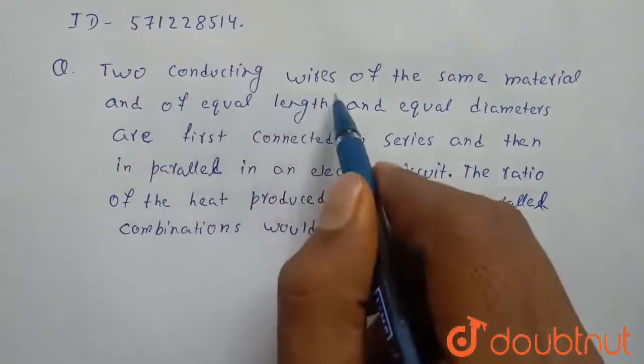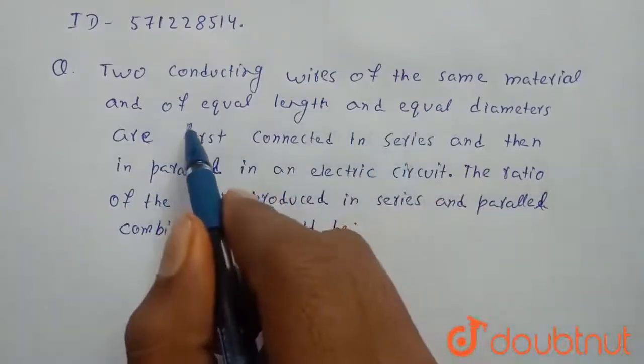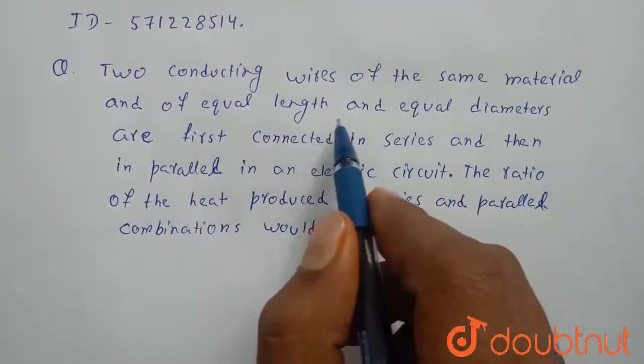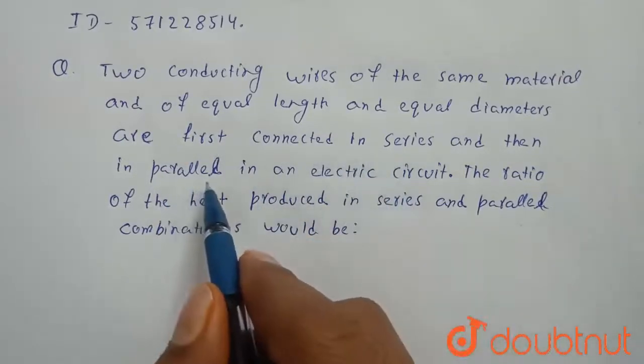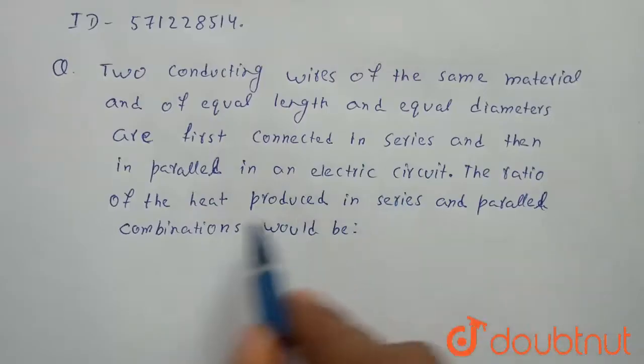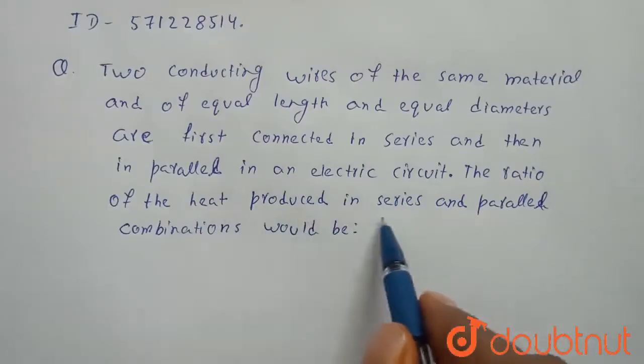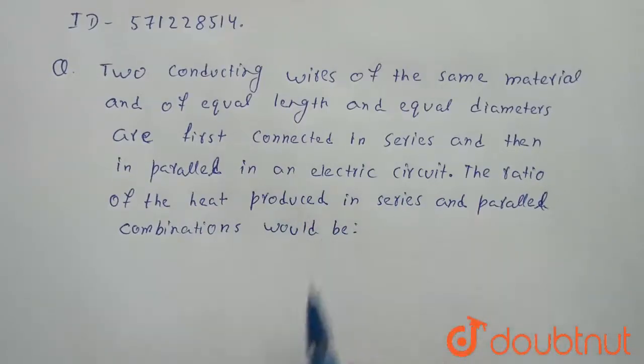Hello friends, we have this question. Two conducting wires of the same material and of equal length and equal diameters are first connected in series and then in parallel. In an electric circuit, the ratio of the heat produced in series and parallel combinations would be.